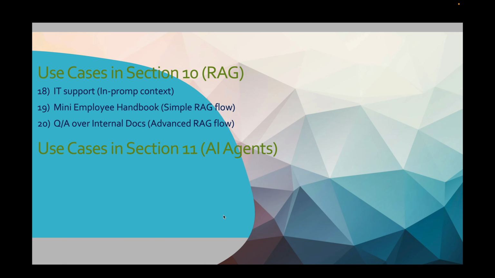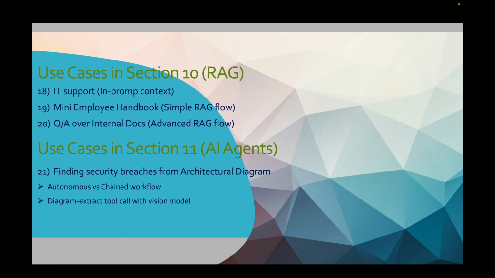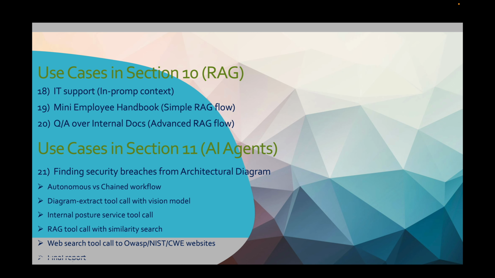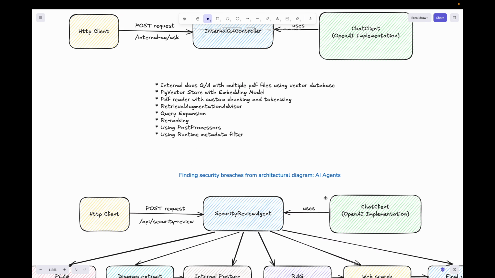Great, after this in section 11, you will go to the agent world and create an AI agent. These agents will find security breaches from an architectural diagram. Here you will learn autonomous and chained workflows. You will create a tool, the diagram extract tool, to call the vision model, and then create another tool to call an internal posture service. Then create a third tool to apply RAG, a similarity search, on the RAG database that you already developed in the previous lecture. And then create a web search tool to call security websites such as OWASP. And then this agent will create a final report.